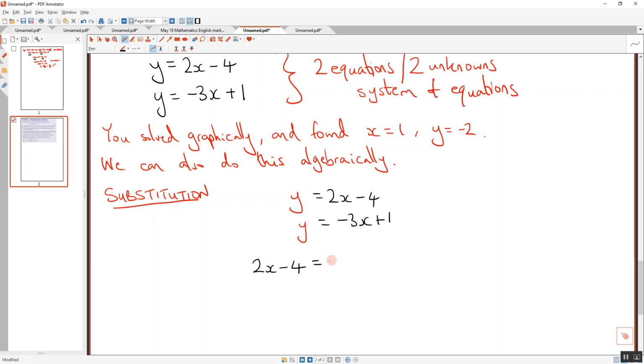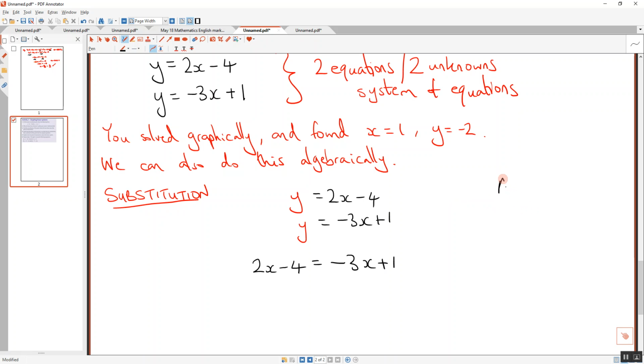Right, good, yeah, negative 3x plus 1. Okay? 2x minus 4 equals y. Y also equals minus 3x plus 1. So these two things have to equal each other. Does that make sense to everyone?